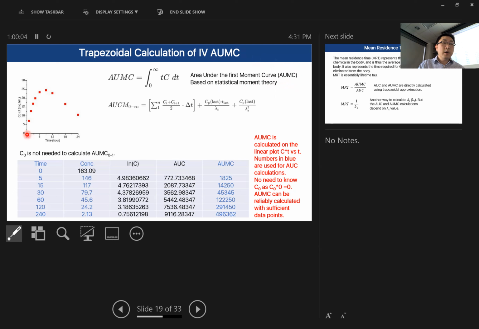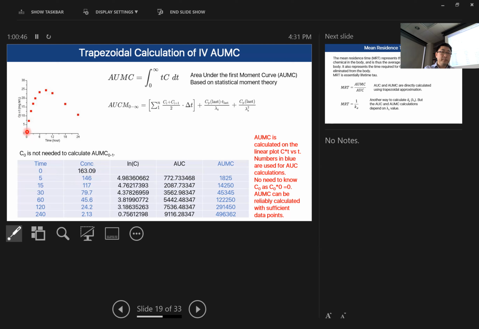Why? Because you can basically take all your concentrations and times and just multiply them together. Then you can make this plot, and you get the so-called AUMC plot. That's very easy to do. See, this is interesting, right? In the AUC, we have to know the C0 because we need the first approximation there. But in this case, you don't have to know. Why? Because time 0 is 0, so when you multiply, it's 0, so you don't have to know. That's a good thing about this one.